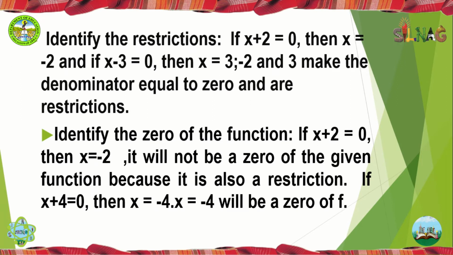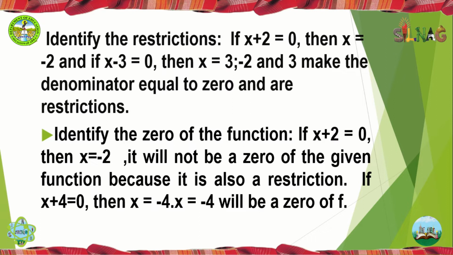So we identify the restrictions. So if x plus 2 is equal to 0, then x is equal to negative 2. And if x minus 3 is equal to 0, then x is equal to 3. Negative 2 and 3 make the denominator equal to 0 and they are the restrictions.